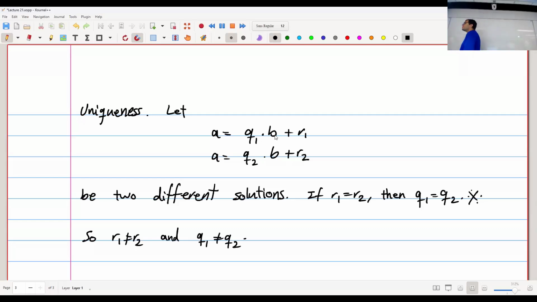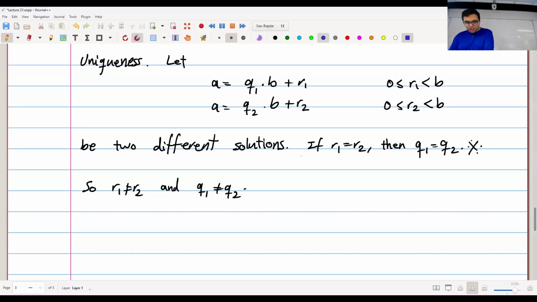Where's the contradiction here? And remember, these are solutions, so R1 is going to be between 0 and B, and R2 is also going to be between 0 and B. The difference between Q1B and Q2B should be the same as the difference between R1 and R2, right? So if I just write everything like this, the absolute value of Q1 minus Q2 times B is the absolute value of R1 minus R2.